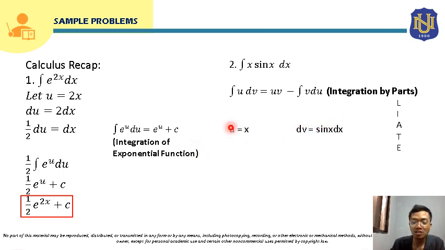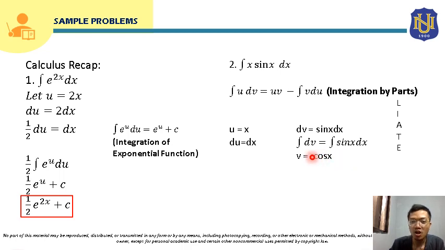So differentiating u is equal to x, this will just be du is equal to dx, and integrating dv both sides, we will integrate that. So the integral sign here and d will just be cancelled. So what will remain here is v, and the integral of sine x dx is actually negative cosine x.